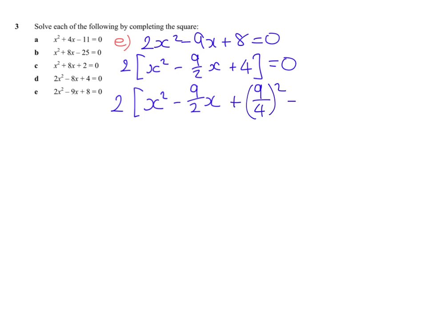Now I've added, so I've got to subtract it. Then I've got to throw my 4 on the end, equals 0. Now I could get rid of this 2 because there's a 0 on the end, but I'm going to leave it till the last. Just because.